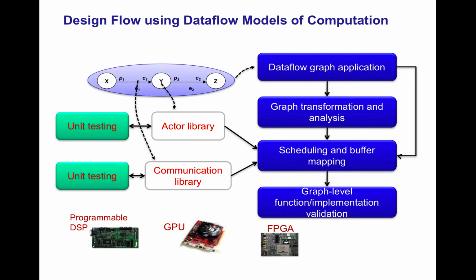Here is a design flow for implementing our data flow models in either hardware or software. We start with the data flow graph application. We then perform some graph transformations, and we analyze the graph to determine some important characteristics. We apply scheduling algorithms and also buffer management. This is guided in part by a library of actors and also a library of communication operations. The result is a function level implementation that we can validate, and that we can create in either hardware or software so that we can execute it on, for example, an FPGA in the case of hardware, or a GPU or a DSP in the case of software.